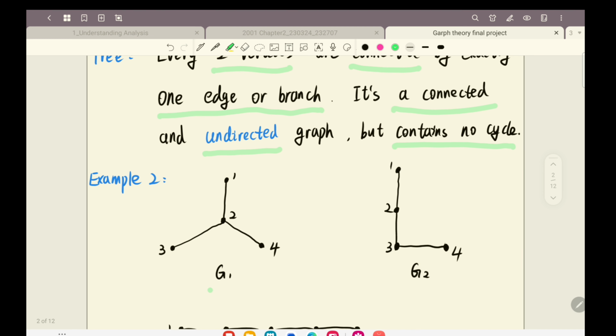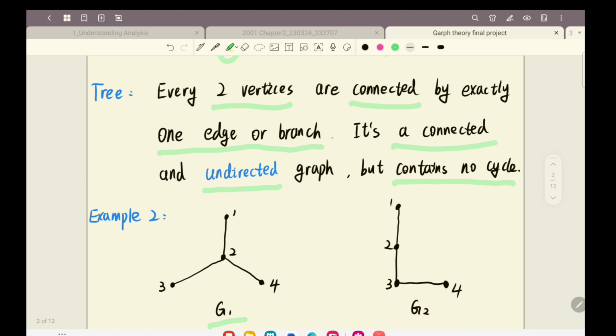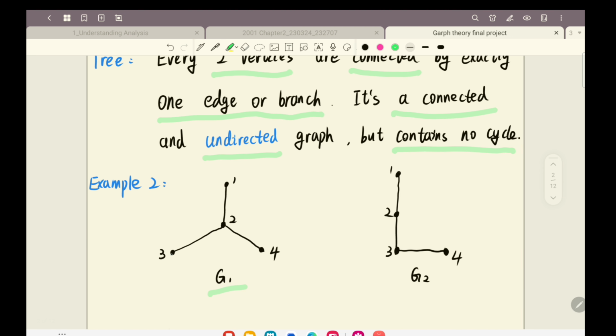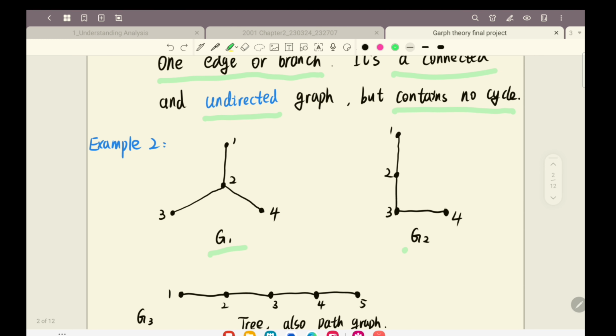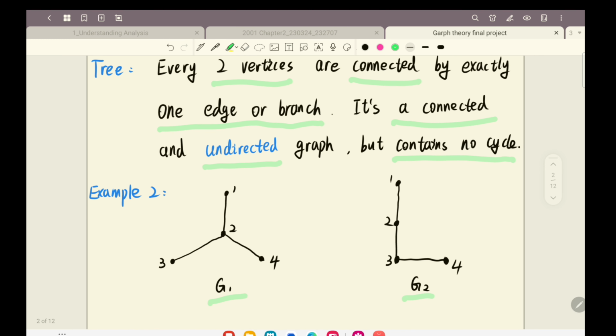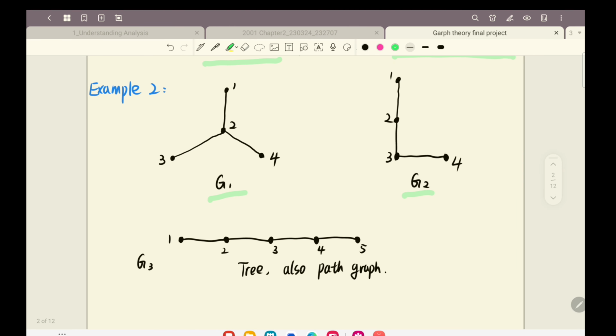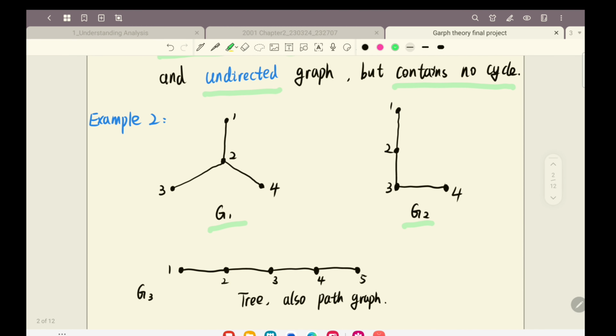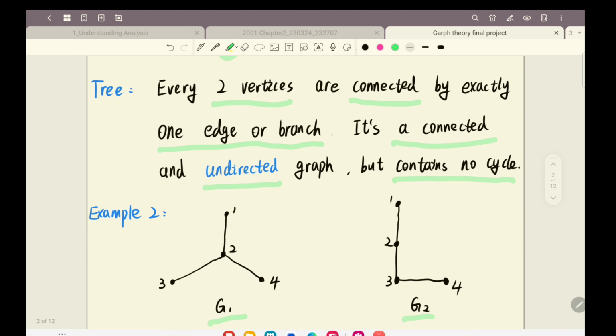So for example, for G1, this is a tree, right? Every two vertices are connected by one edge and there's no cycle. It's connected and undirected. So if we connect 3 and 4, that's not a tree because it has a cycle, right? So G2 is also a tree. And G3 is also a tree, but also a path graph. And there's no cycle, no direction sign. So that's the idea of tree.